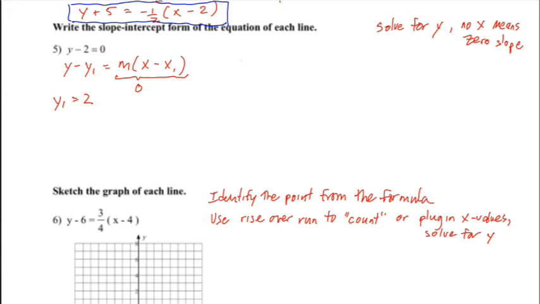We can actually just solve this in the same way we solved our other equations. If we're looking to write the slope-intercept form, we're looking to get y by itself. So we can add 2 to both sides, and we get y is equal to 2.